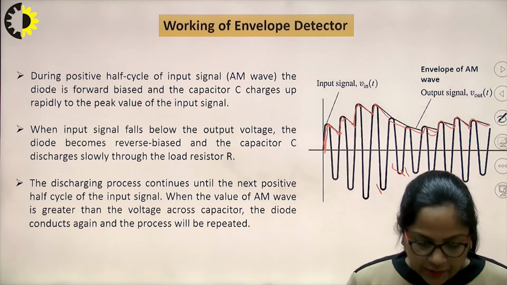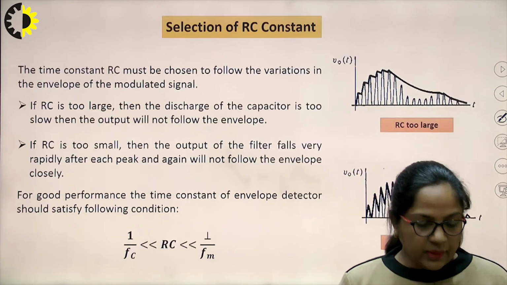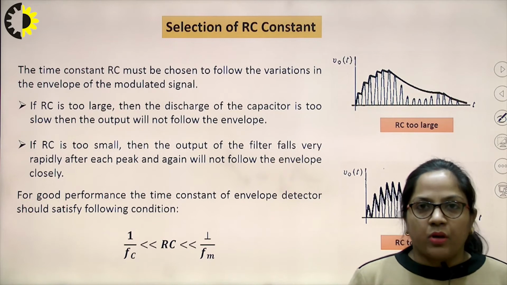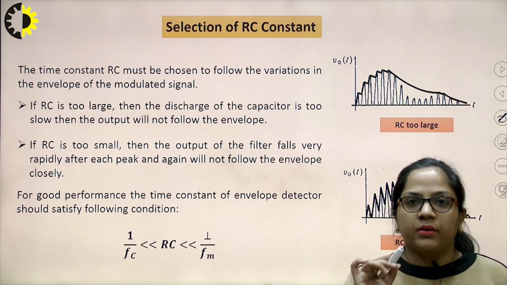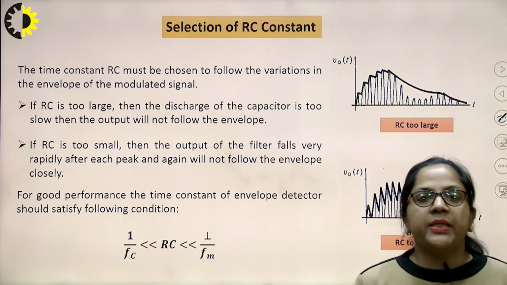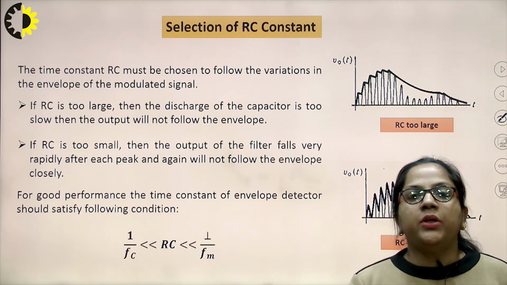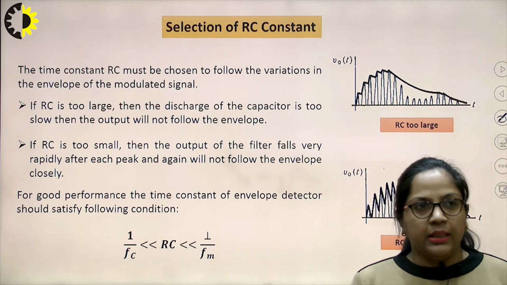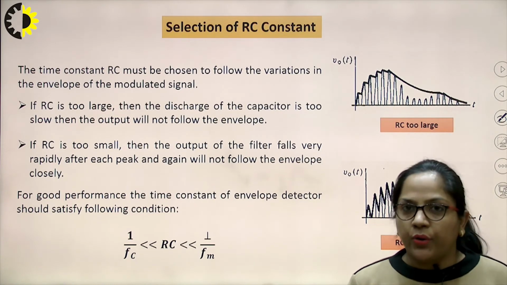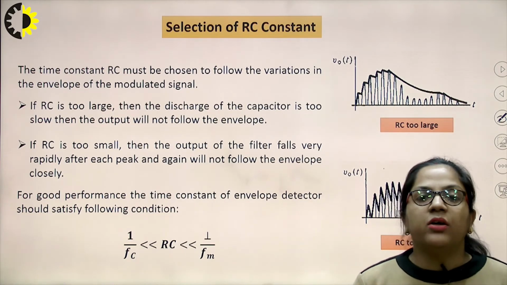Here are some points to be noted: the time constant of the low pass filter, that is RC, should be selected in such a manner that it will be able to follow the variations in the envelope of the modulated signal. What is the meaning of this?